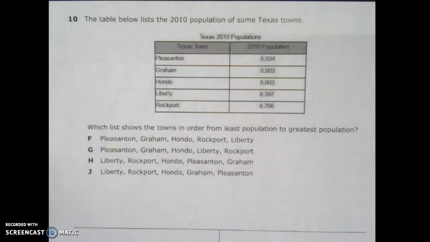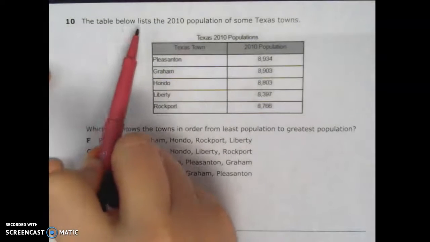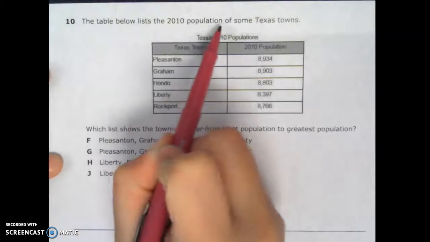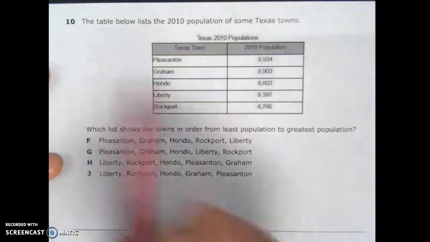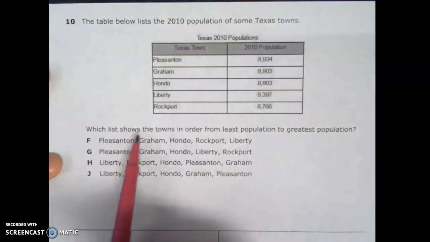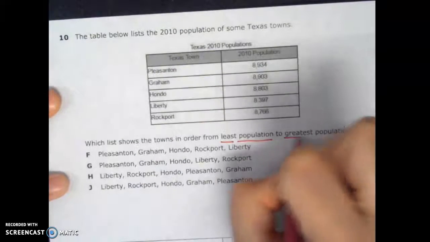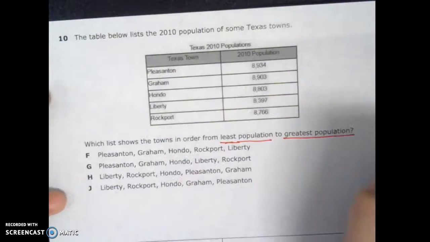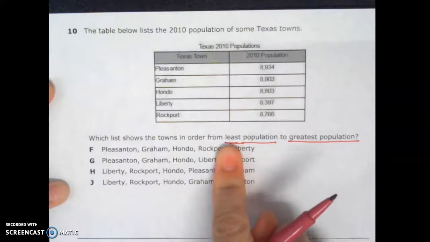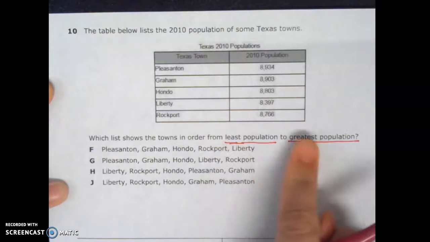Yay, last question. Okay, let's do this one. The table below lists the 2010 populations of some Texas towns. Which list shows the towns in order from least population to greatest population? Least is going to be your smallest number first. Greatest is going to be your biggest number first.